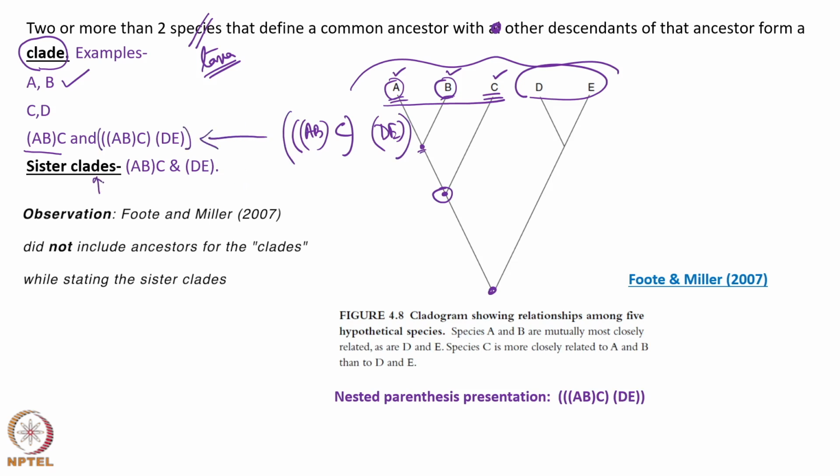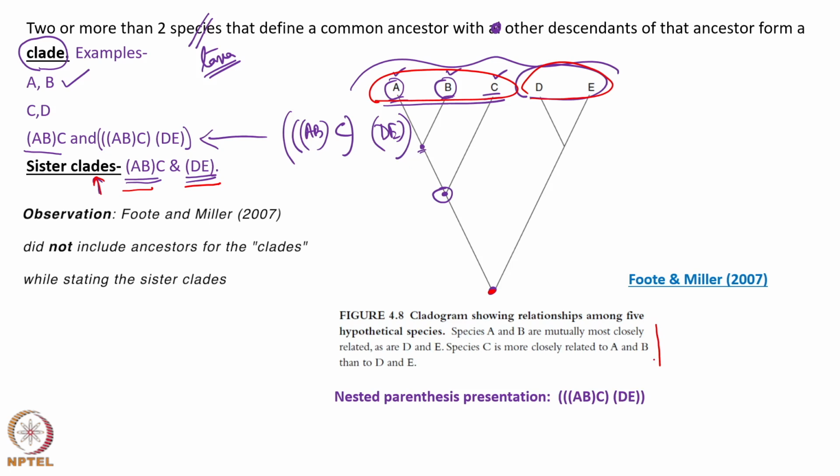What are the sister clades? Two clades having a common ancestor. For example, A, B, C and D, E have a common ancestor. Therefore, A, B, C and D, E can be called the sister clades.